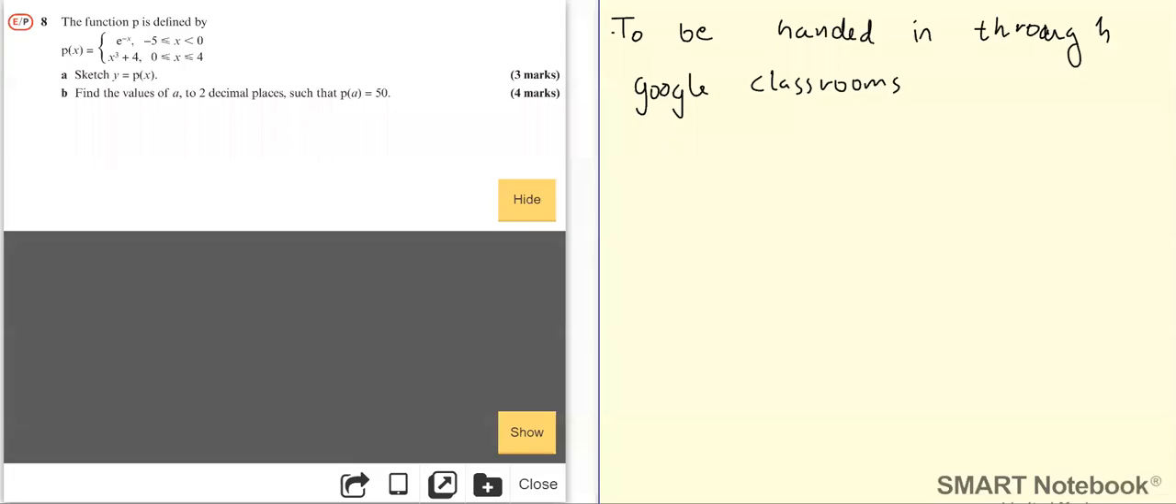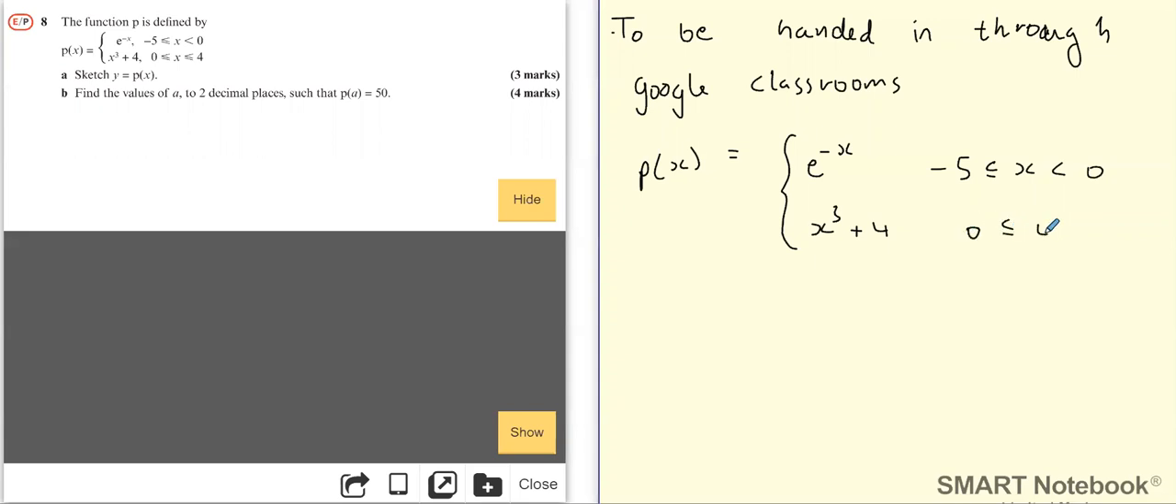So let's have a look at that. We are told that p of x, some function, is a two-part function where the function is e to the minus x between -5 and less than 0, and x cubed plus 4 between 0 and 4 inclusive.